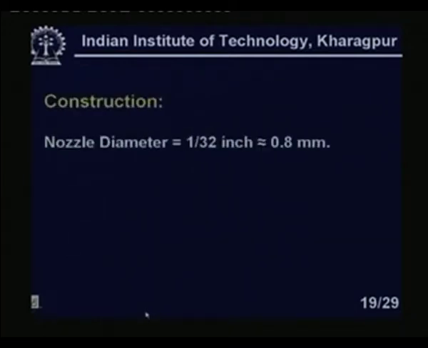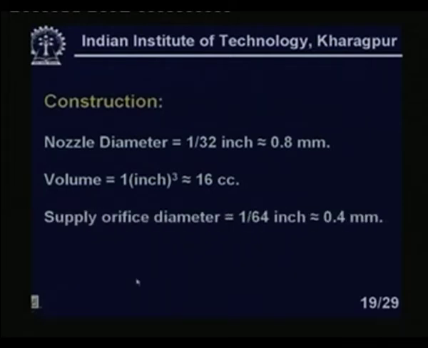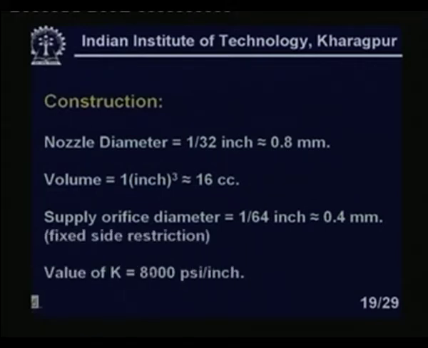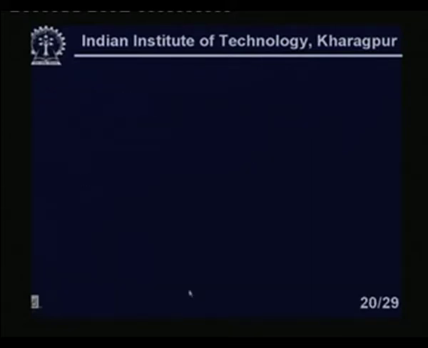Constructions, let us look at. Nozzle diameter is usually 0.8 millimeter. The volume is 16 cc. Supply orifice diameter is 0.4 millimeter, okay, and fixed side restrictions. Value of K equal to 8000 psi per inch.